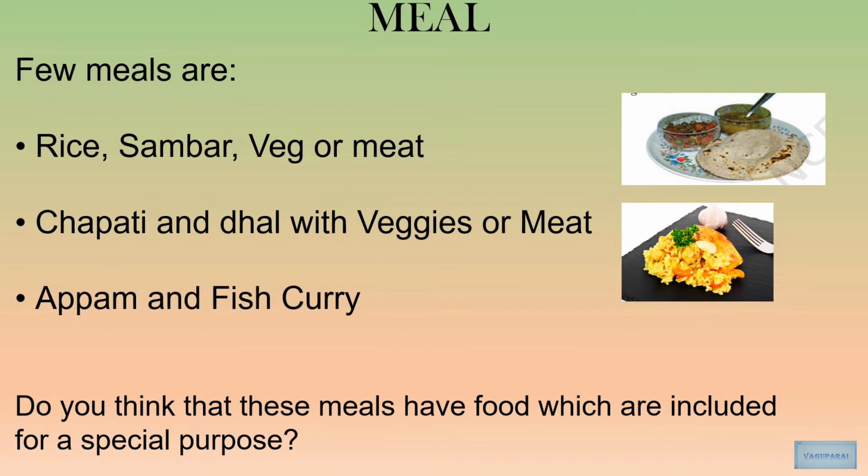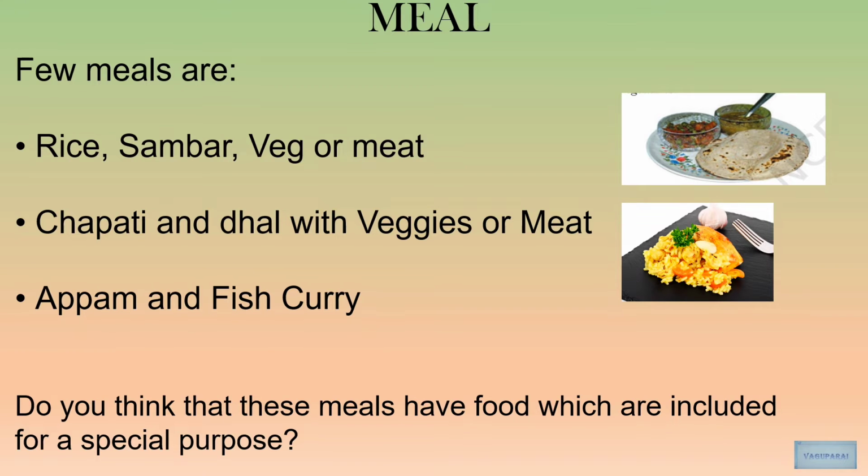Before beginning the chapter, we have to know what a meal is. I have listed three types of meals on the screen. One is rice, sambar with vegetable or meat. Another is chapati and dal with vegetable or meat. The last one is appam and fish curry. Do you think these meals have certain types of food grouped together? Do they have any special purpose?